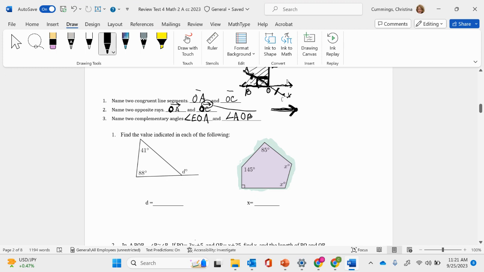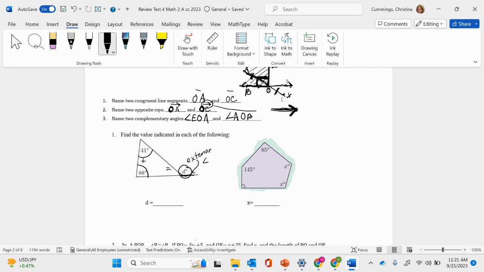Okay, find the indicated value of x in each of these pictures. So this is a repeat from 2 tests ago. This was on 2 tests ago and the last test. So there's a theorem that states an exterior angle, which is an angle outside of this triangle here, is equal to the sum of the 2 interior angles that are opposite it.